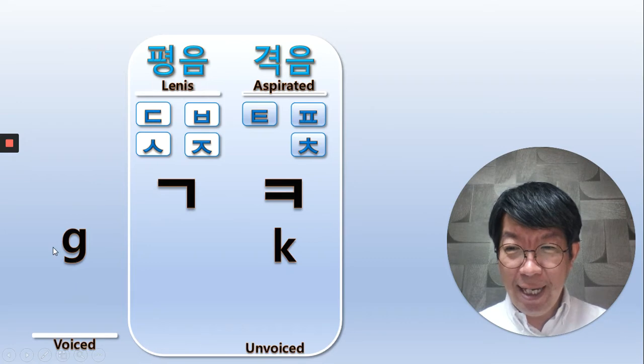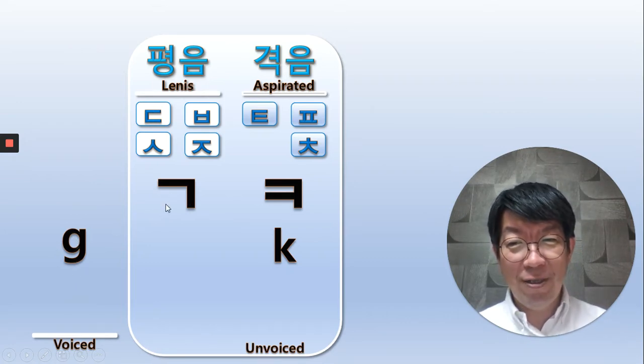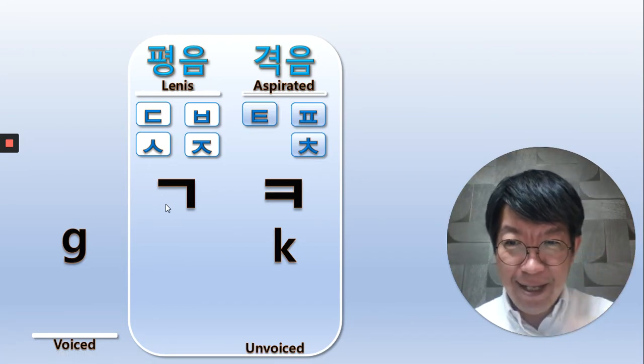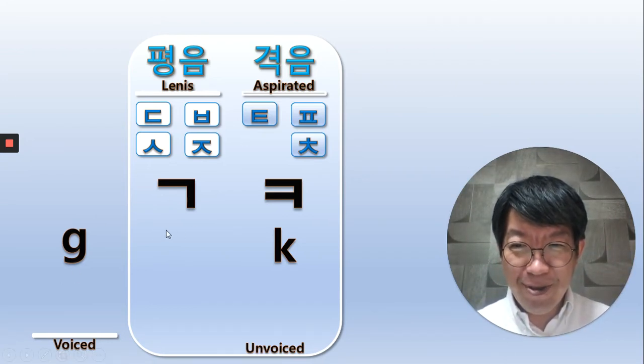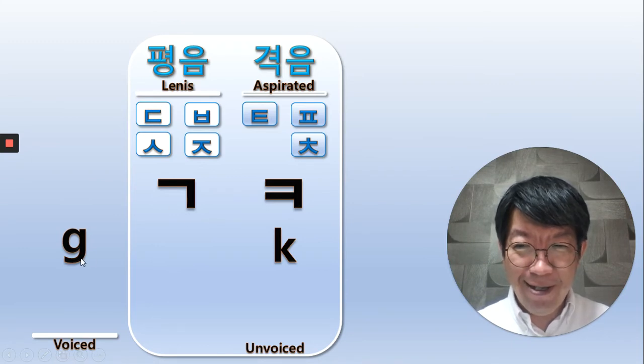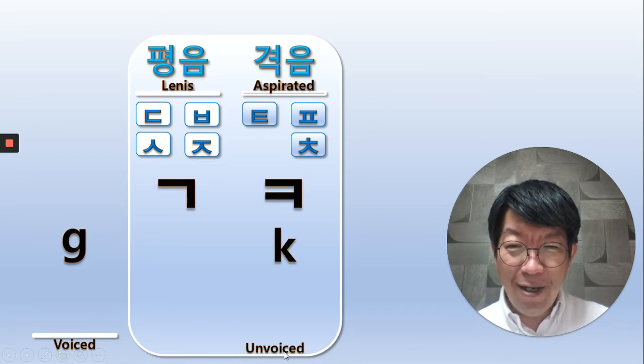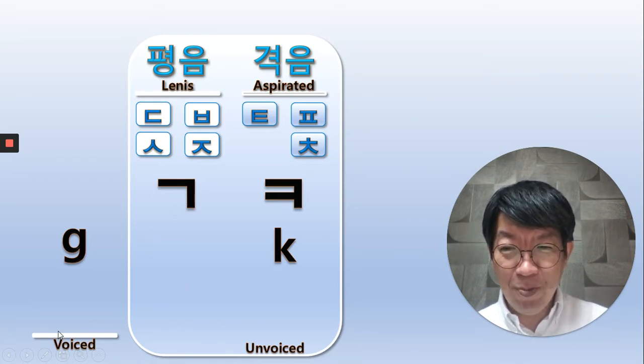So as you see, English g and Korean g are quite different. But as you can also hear, the sound is quite similar. G and k, g, g, g. Why is this similar even though this is unvoiced in Korean? They are different, right? This g and this g are different.